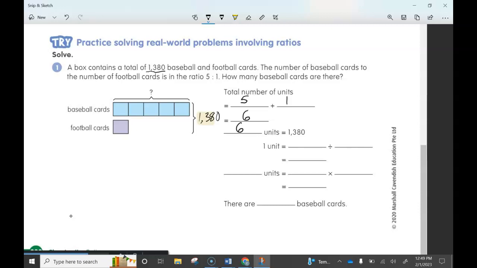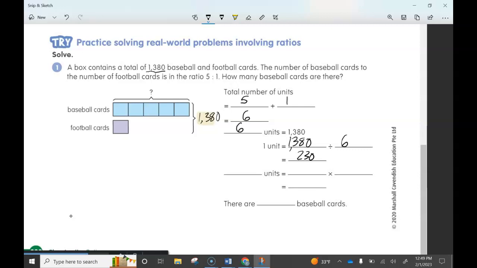Now what we need to do is figure out how many cards equals 1 unit. And then from there, we can figure out how many baseball cards there are. So we need to take 1,380, that's the total amount, and divide it by however many units we have. Divide it by 6, and that's going to give me 230. So each unit here represents 230.